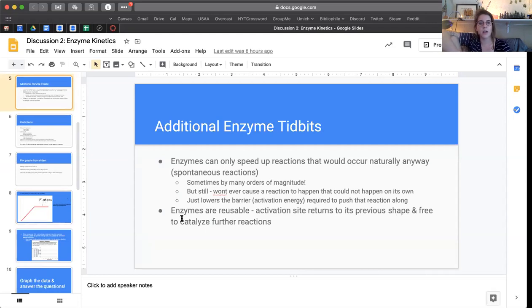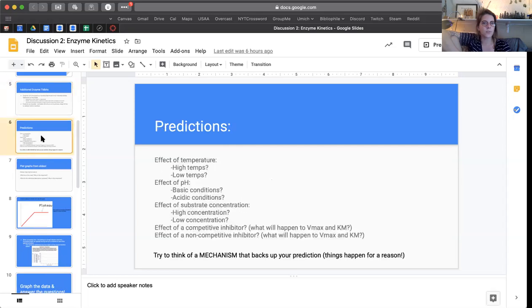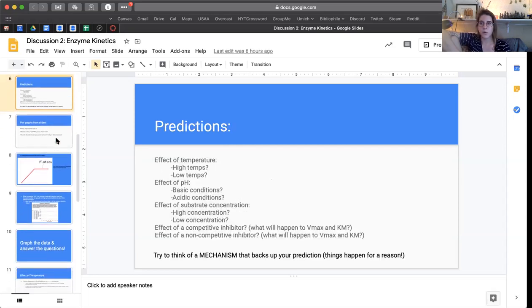And generally, enzymes are reusable. We will talk about denaturing enzymes, but that's the cool thing about having enzymes that can be reused. It's very efficient.